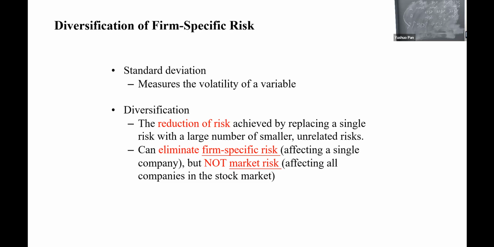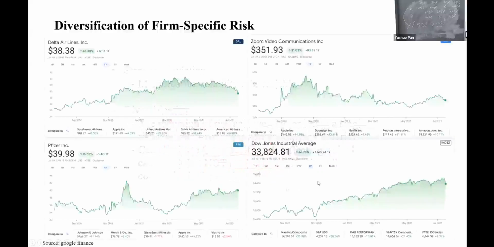Market risk, you can imagine like a pandemic. When a pandemic happens, all stocks, all indexes, all asset prices decrease, right? That's a market risk. You cannot eliminate it. It happens, and then the economy will decrease. Again, diversification can reduce risk and can eliminate firm-specific risk, but it cannot eliminate market risk.